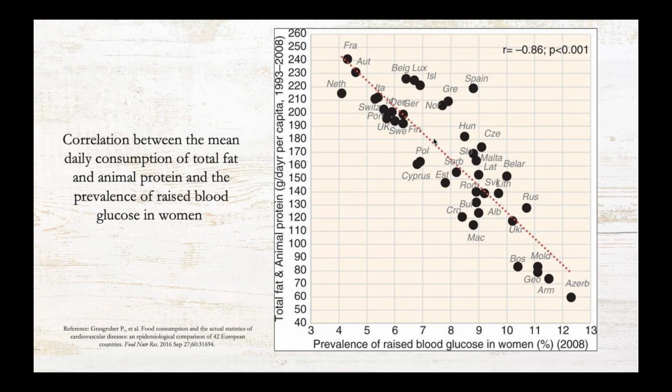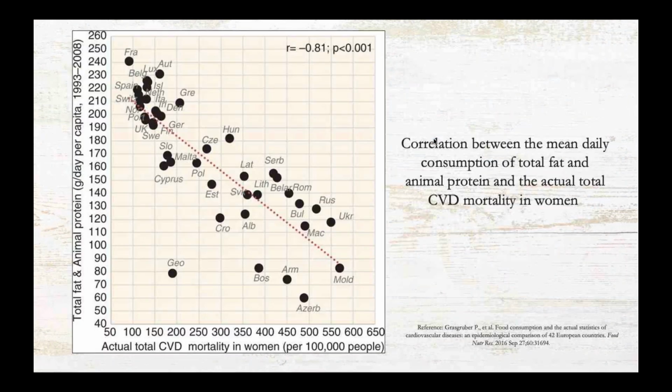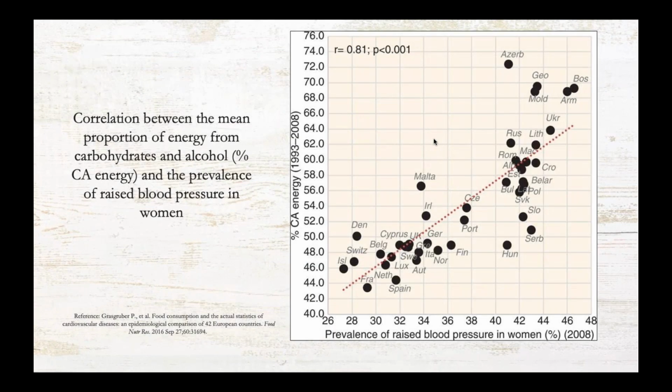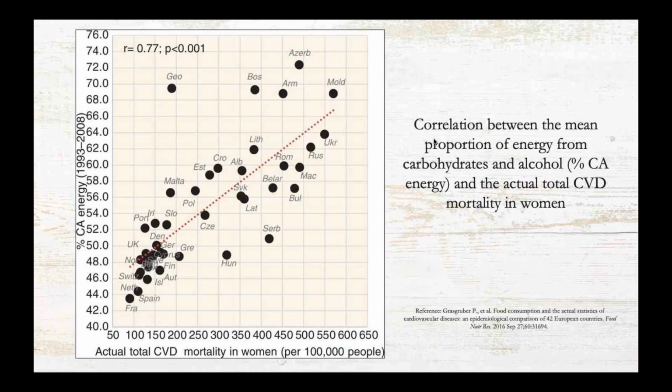You can see here total fat, animal protein, and glucose levels. Much better glycemic control is observed in populations with higher levels of animal fat and animal protein. And then as you move through these, cardiovascular disease mortality in women with animal fat and animal protein. You can see percentage of energy coming from carbohydrates and alcohol, and increased blood pressure or hypertension. Again, same thing: carbohydrate, alcohol, a very strong linear relationship between that intake and cardiovascular disease.